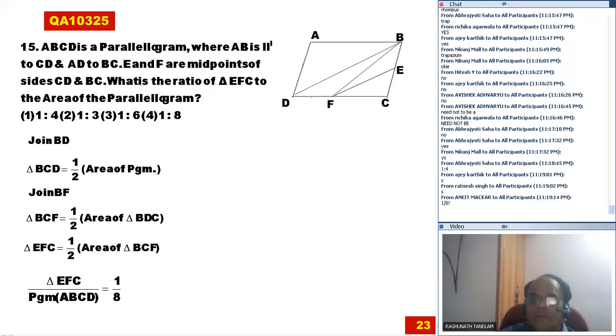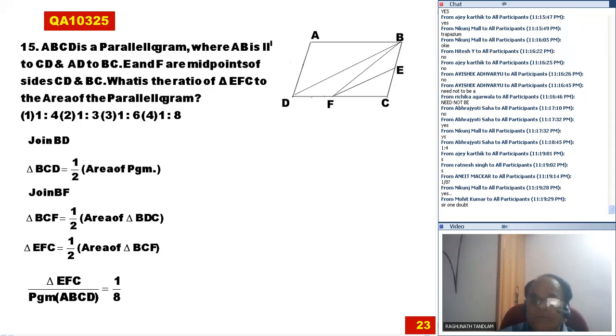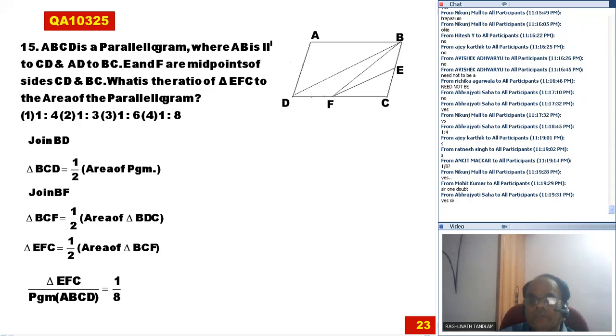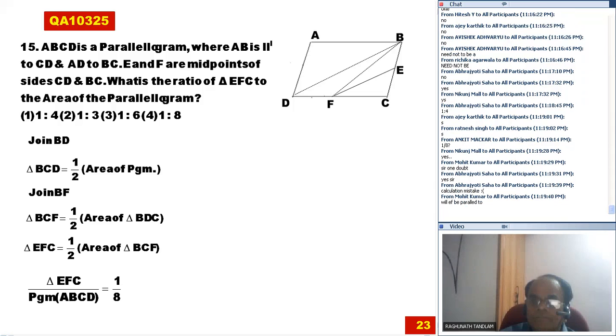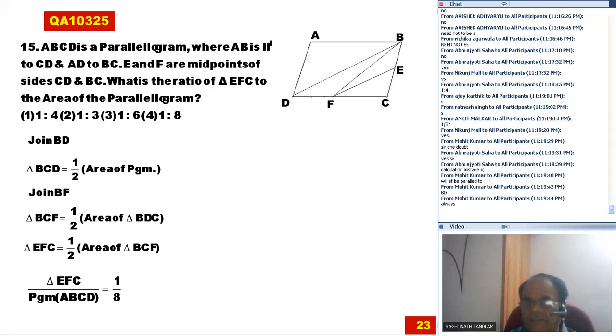Abhijyoti, clear? BCD is half of the area of the parallelogram. Yes, Mohit, what's the doubt? EF will be parallel to BD. Yes, always. Whenever in a triangle you join the midpoints of sides, it will be parallel to the third side.